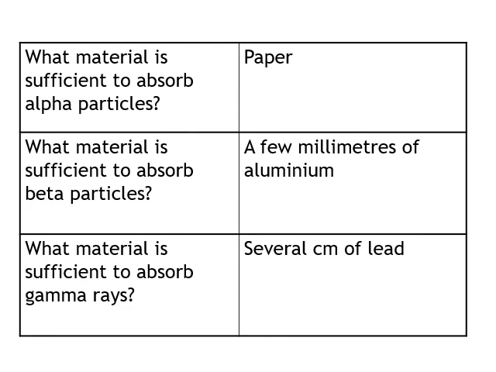Okay, so here's our summary. What stops alpha? Paper. What stops beta? A few millimeters of aluminium. What stops gamma radiation? Several centimeters of lead.